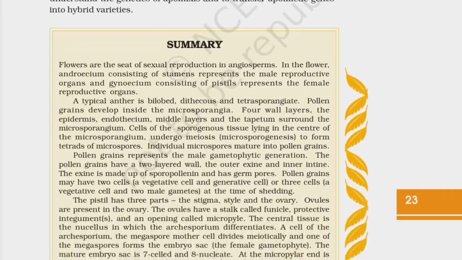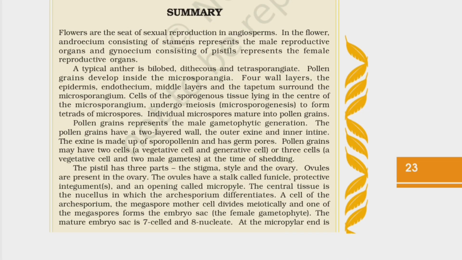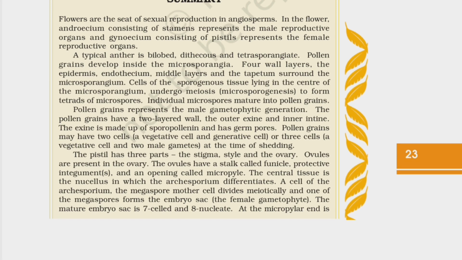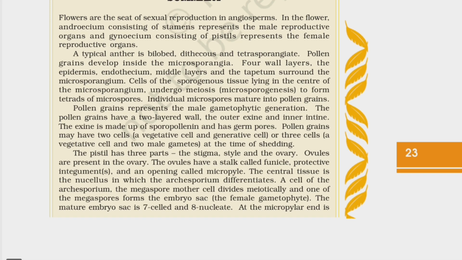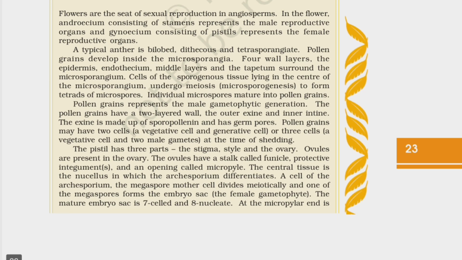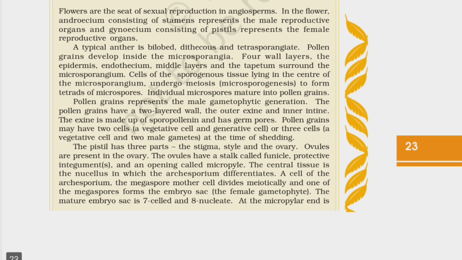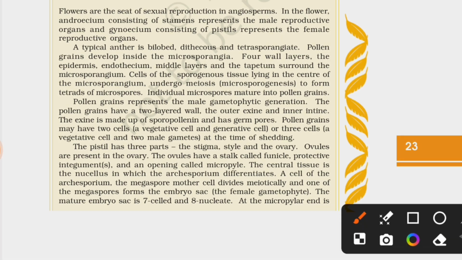Summary: flowers are the seat of sexual reproduction in angiosperms. In a flower, the androecium consists of stamens representing the male reproductive organ, and the gynoecium consists of pistils representing the female reproductive organ. A typical anther is bilobed, dithecous, and tetrasporangiate.